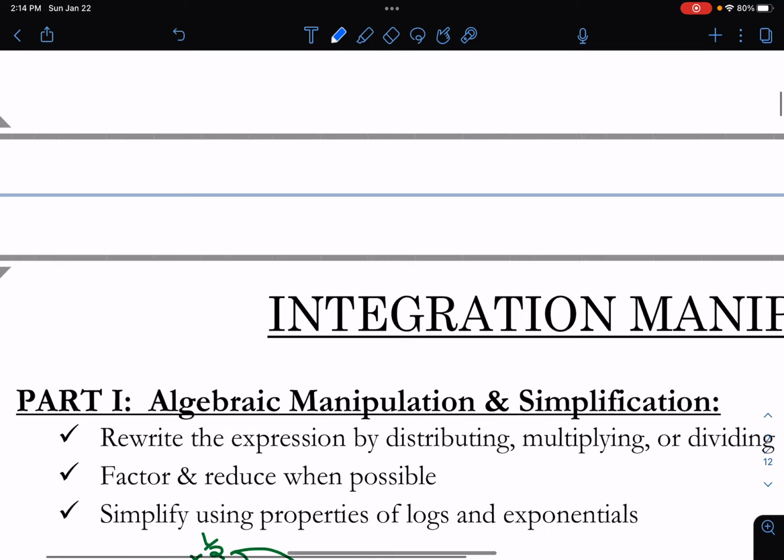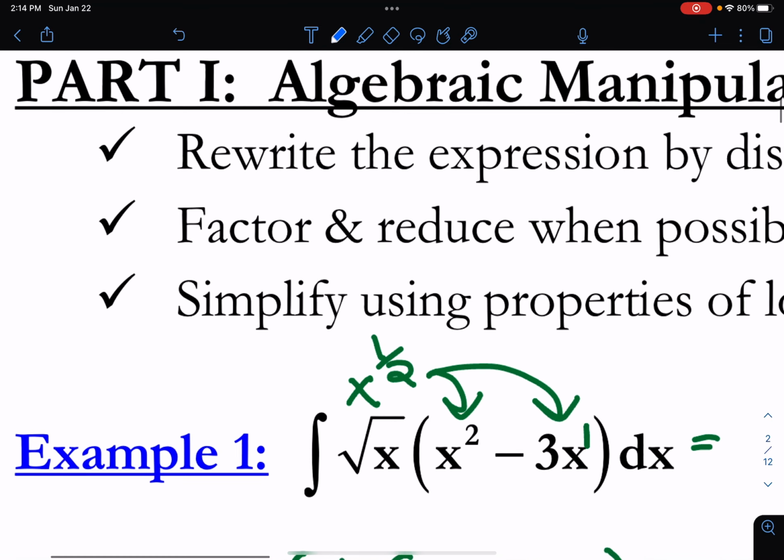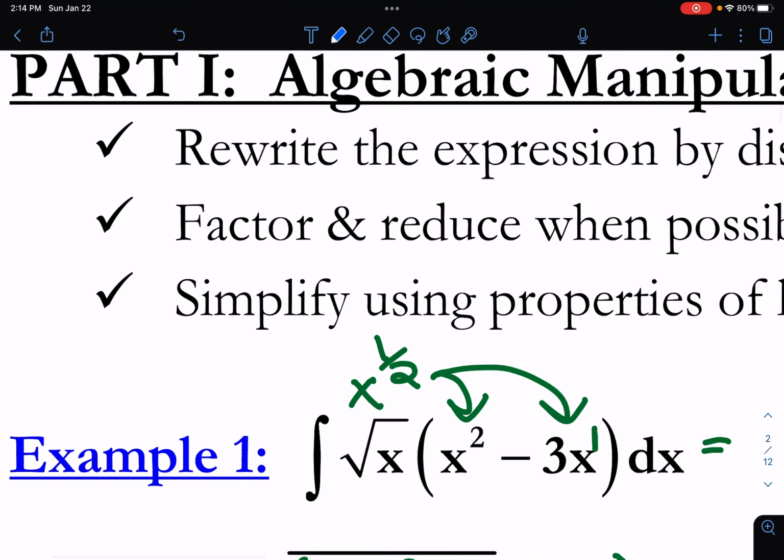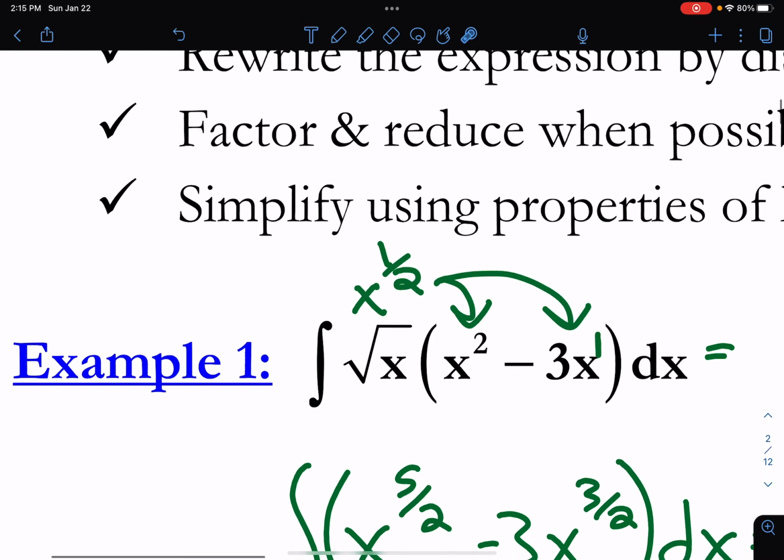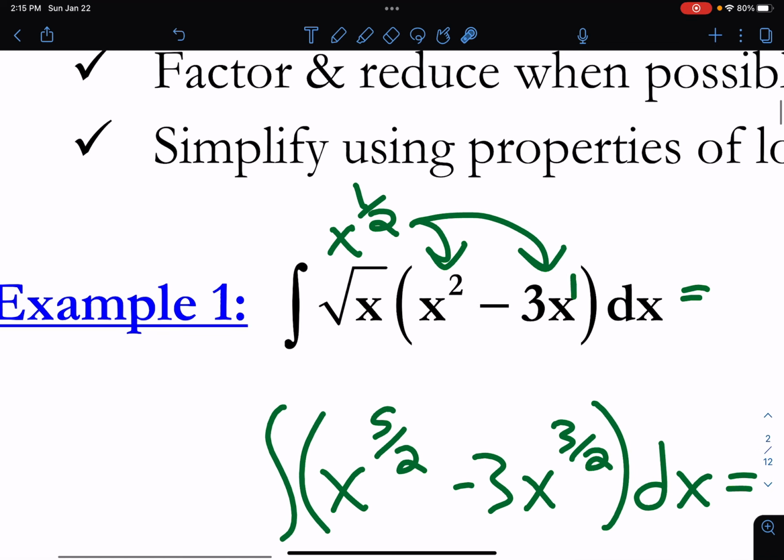So let's get started. In example one, we have root x times the quantity x squared minus 3x. Now, I went ahead and put in a number 1 there, just as a reminder that's to the first power. And root x is, of course, x to the 1/2. So I could try to do some stuff with it, but really the simplest thing to do is just distribute. These are all powers of x. When we multiply, we can add the exponents together: x to the 5/2 minus 3x to the 3/2.